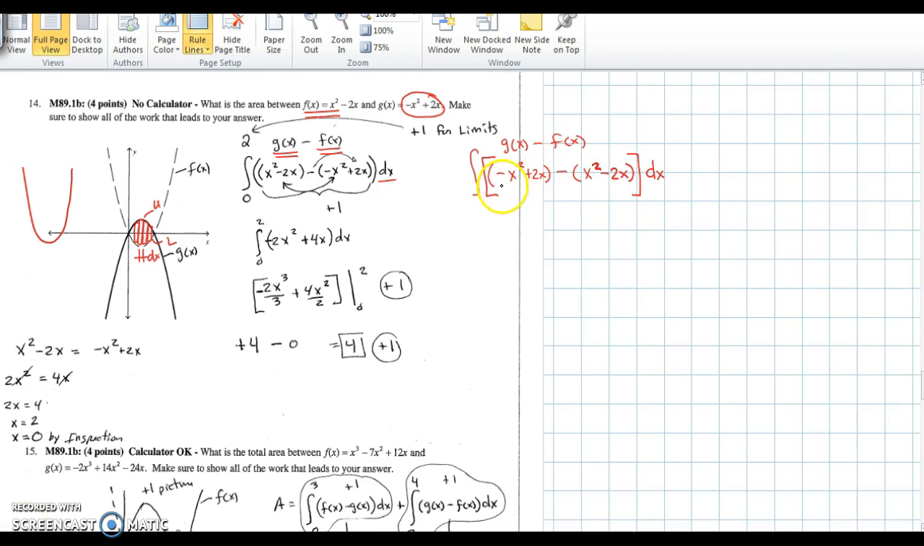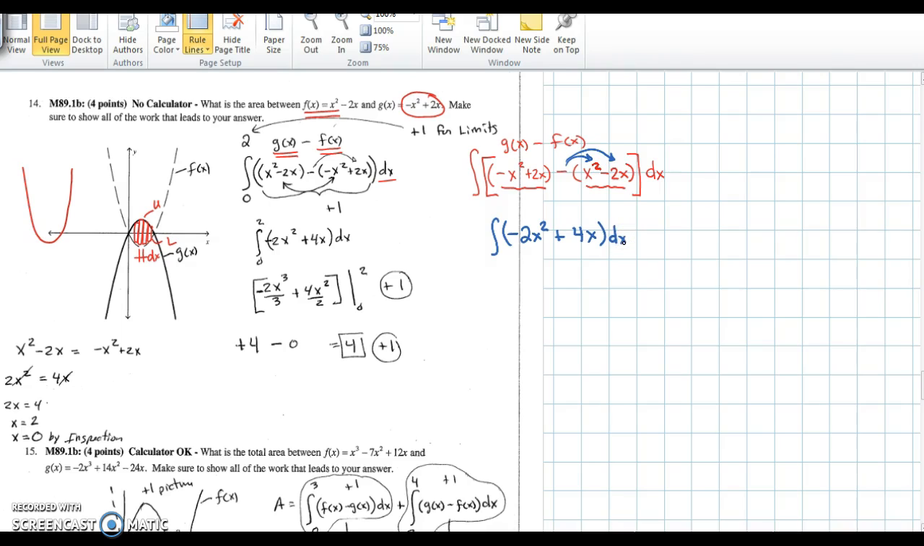Plugging these in, the upper curve is negative x squared plus 2x. The lower curve is x squared minus 2x. Keep in mind that we better distribute this negative through and combine like terms to make our integration easier. This is going to be negative 2x squared plus 4x. That's really what we're integrating.